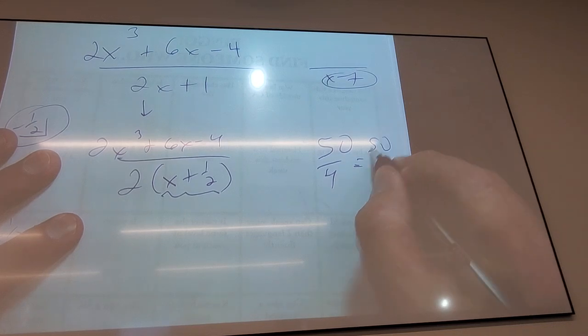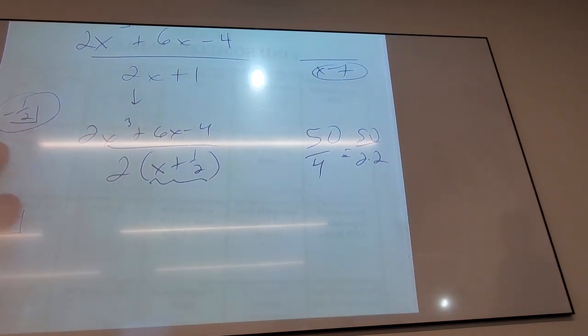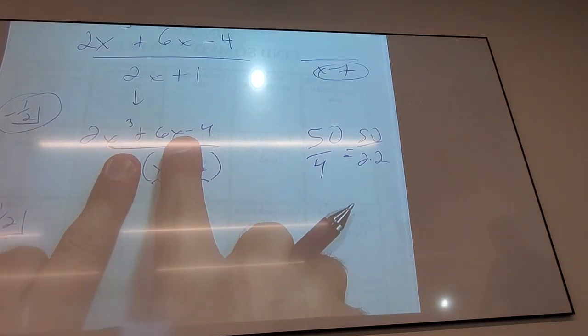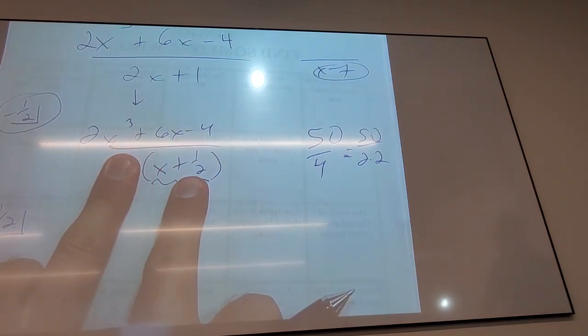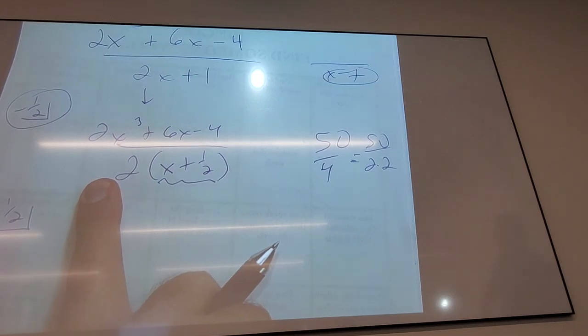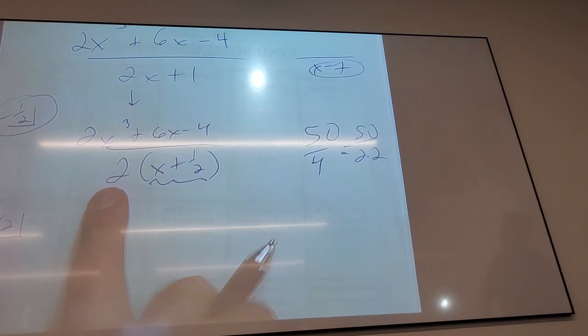You could do 50 divided by 2, divided by 2. What's 50 divided by 2? 25. And what's 25 cut in half? 12.5. So an easy way is to break the 4 up into 2 parts, divide once, and then divide by the next. So I'm going to divide synthetically by this, and at the end, I better divide by 2, because I haven't done that yet.